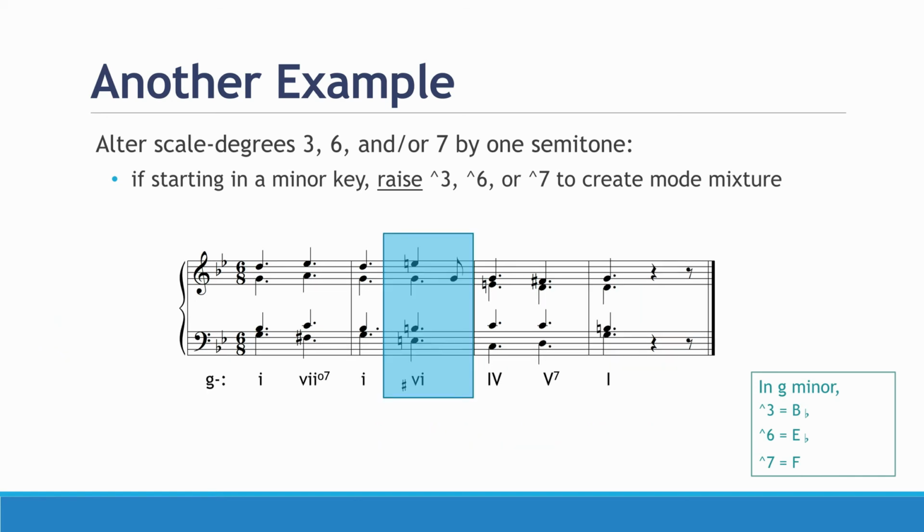All right, let's do one more example. You now know your steps. You're going to choose a chord, then alter your scale degrees. I'm going to choose our 6th chord here. Our scale degrees are on the side for reference.